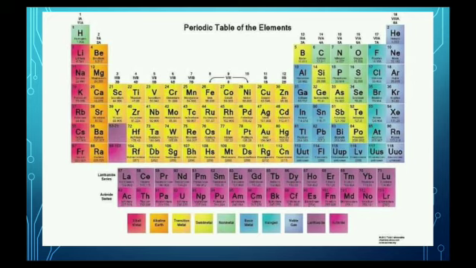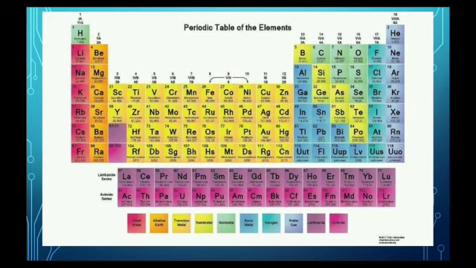Then carbon, nitrogen, oxygen. Okay, all the elements are arranged on the basis of their atomic number. The first period, that is having hydrogen and helium, this is period number 1. Then the second period is having lithium, beryllium, boron, carbon, nitrogen, oxygen, fluorine and neon. Okay, this is period number 2.